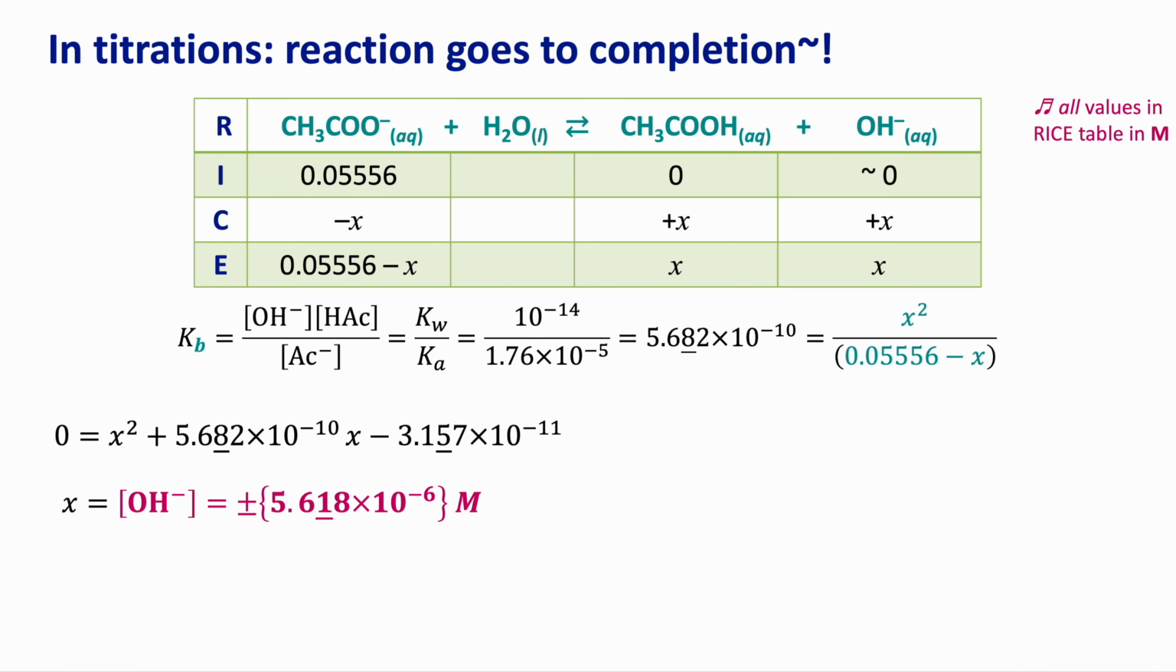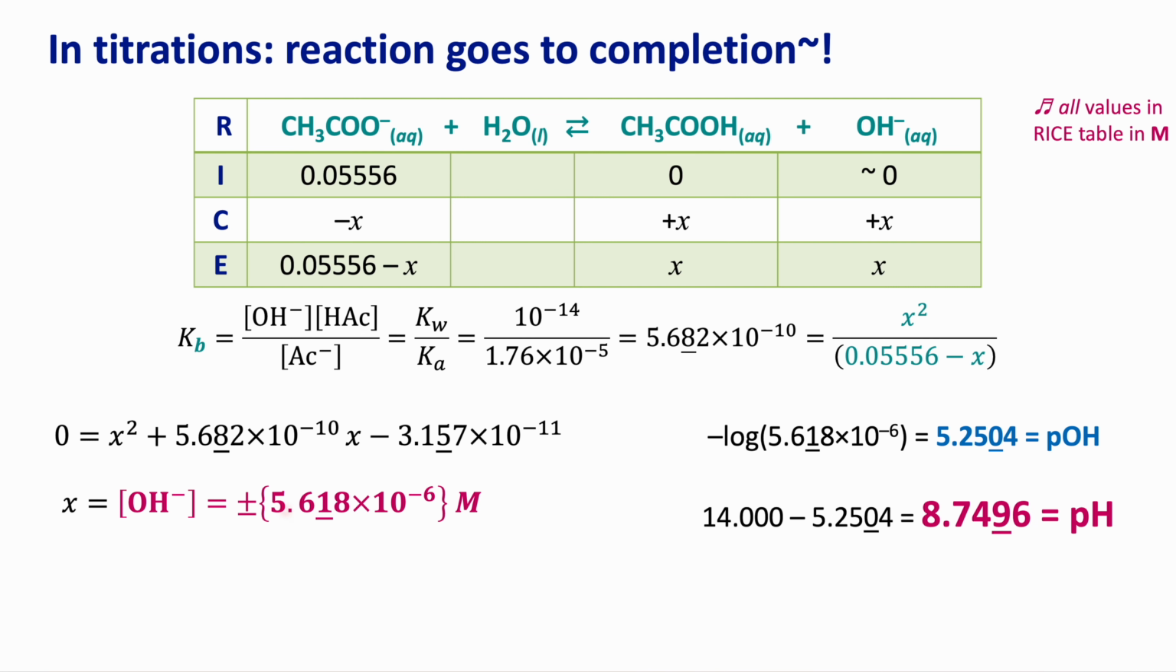With that, I can then calculate the pOH. I take one of the roots from the quadratic equation, the one that makes physical sense. In this case, it's going to be the positive root. I take minus log and calculate pOH. Now, the pH of my solution is going to be given by subtracting this value from 14. Then I end up getting a value of about 8.75.